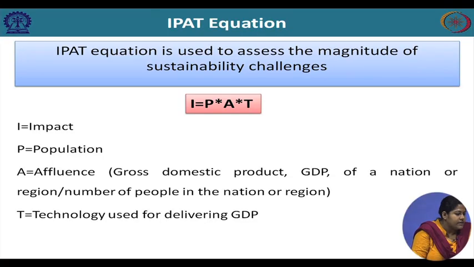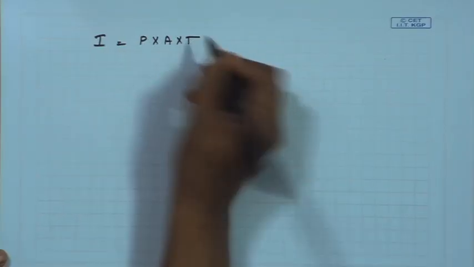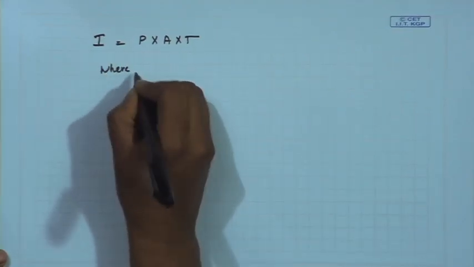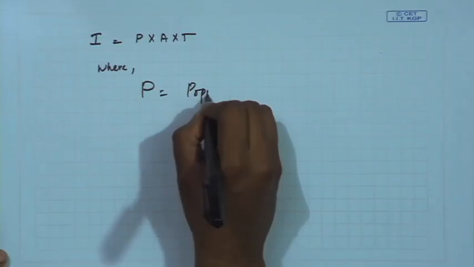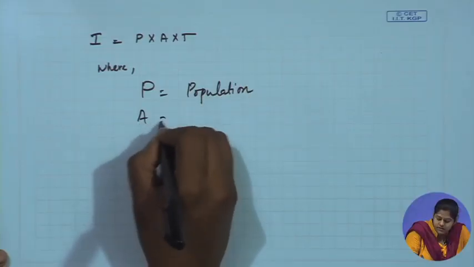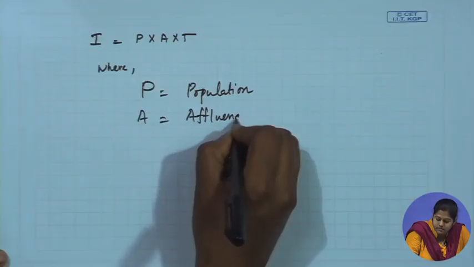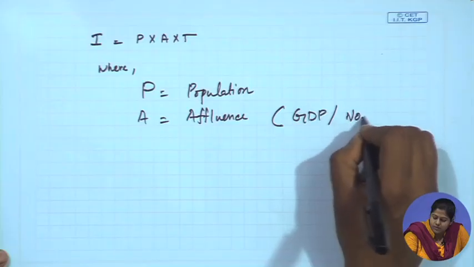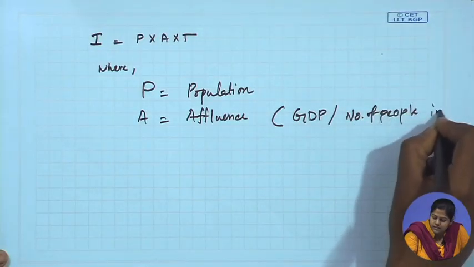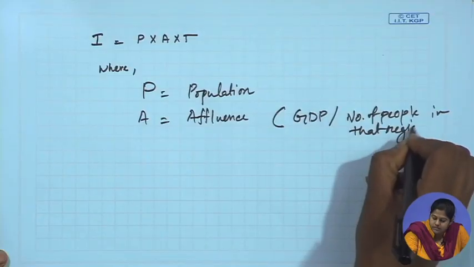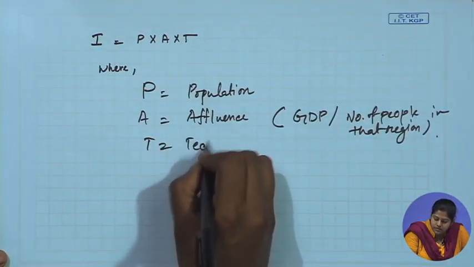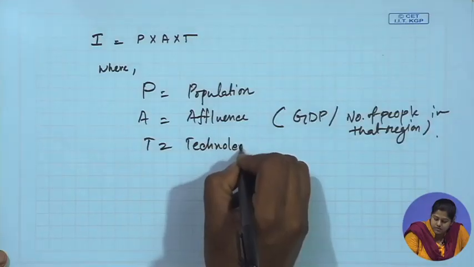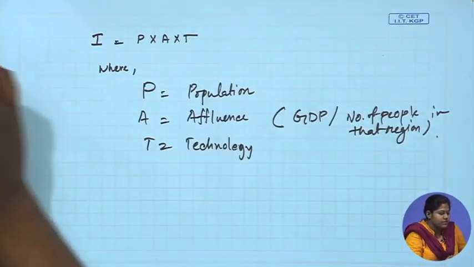So coming to our first numerical problem. The IPAT equation is I is equal to P into A into T. Here P is our population, A is our affluence, which is gross domestic product divided by the number of people in that region, and T is technology, which is used for delivering our affluence.